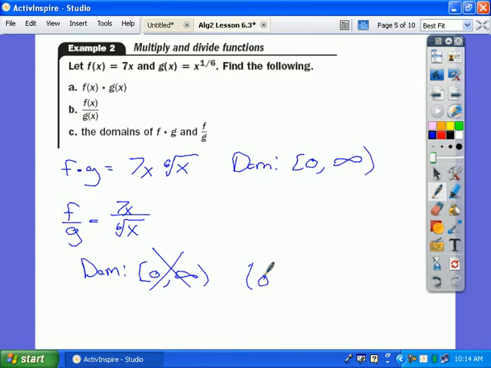The domain instead is 0 to infinity, but notice I don't use a square bracket. I use a rounded bracket. And the rounded bracket says 0 is not included. We're never allowed to have a 0 on the bottom of a fraction, and therefore it's not part of the domain. Very good. Okay.